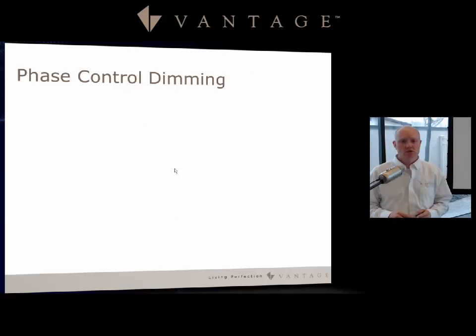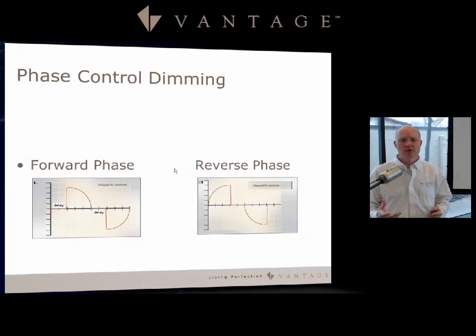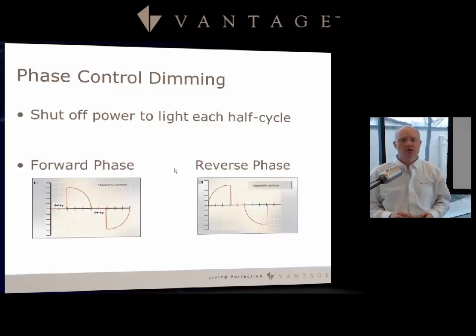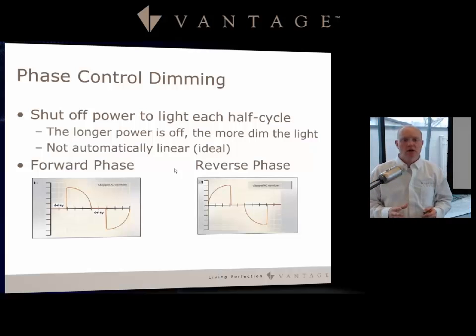So let's jump into phase control dimming. With forward phase and reverse phase, you'll notice first thing from this diagram of the sine wave that you can see there's a delay on the forward phase at the front half that cuts off the top half of that half cycle. As you can see, we're shutting off the power to the light each half cycle. On the reverse phase, it's the opposite. You can see that there's actually the chop at the back half of that half cycle where the delay is put into place. The longer the power is off, the more dim the light. Now, keep in mind, it is not automatically linear, which would have been ideal.